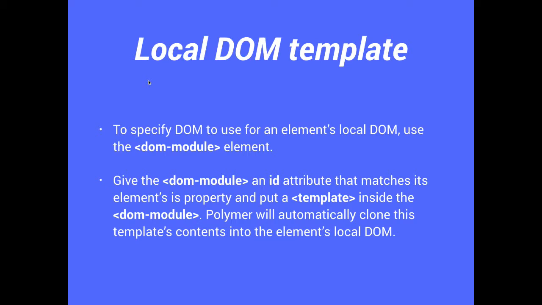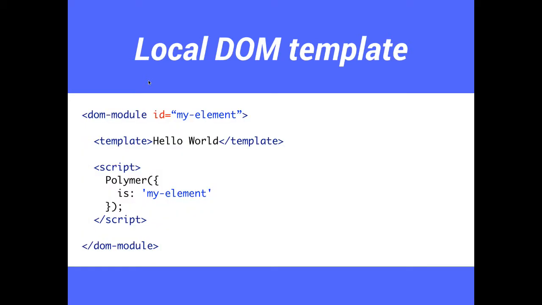So to use DOM with Polymer and combine those things together, we need this DOM module element. And the important thing is this DOM module element needs the ID, this ID attribute, which is the same name as our element. And what is nice is that Polymer will clone everything inside of this local DOM to your element. Okay, so this is the theory. Let's see it in action.